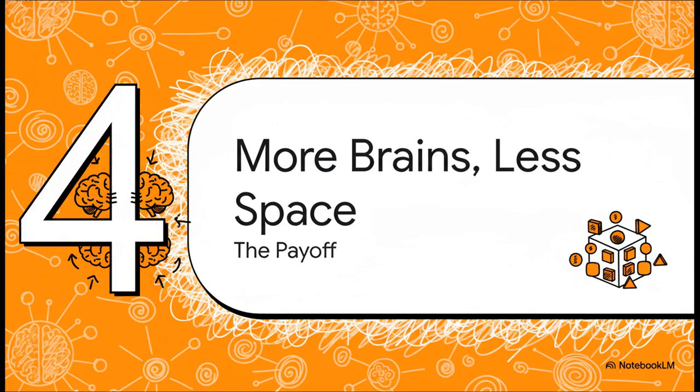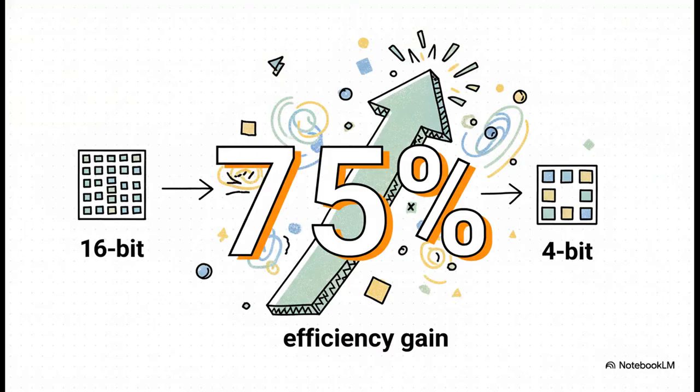So what does all this smart compression actually get you? Let's talk about the payoff. Section 4, more brains, less space. Here it is. This is the hero number. By moving from those 16-bit weights down to 4-bit weights, you can get a memory footprint reduction of nearly 75%. I mean, that is a staggering efficiency gain. It's not a small tweak. This is a complete game changer.